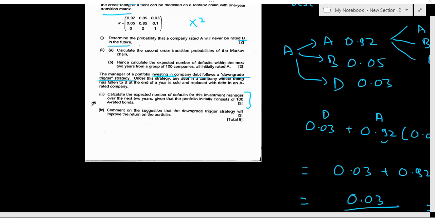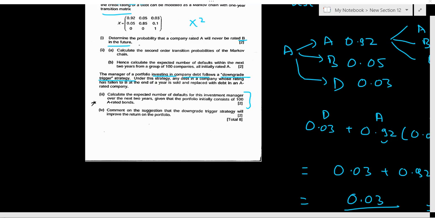Next one says that the manager of the portfolio investing in the companies follows a downgrade trigger strategy. Okay, so he has decided to follow a downgrade trigger strategy. Under this strategy, any debt in the company whose rating has fallen to B at the end of a year is sold and replaced with debt in an A rated company. Okay, so basically what he'll do is, at the end of the first year, he'll just sell off all the companies which are rated B, and he'll replace them with the A rated companies. So this is a downgrade trigger. If they downgrade, you just replace them. That is what they're doing.